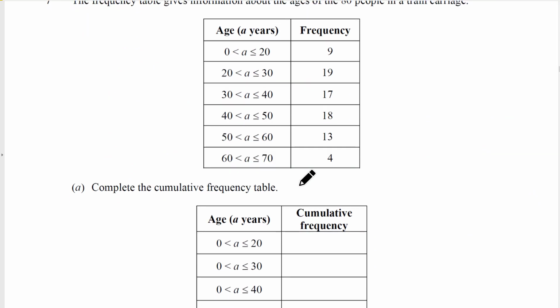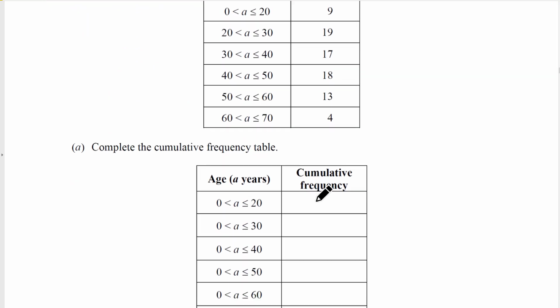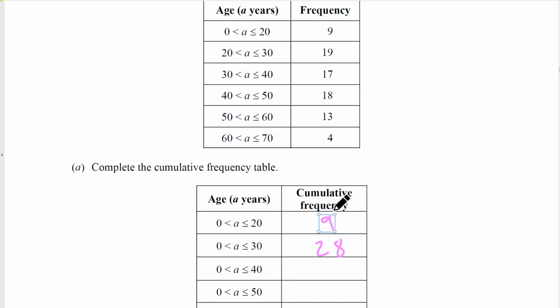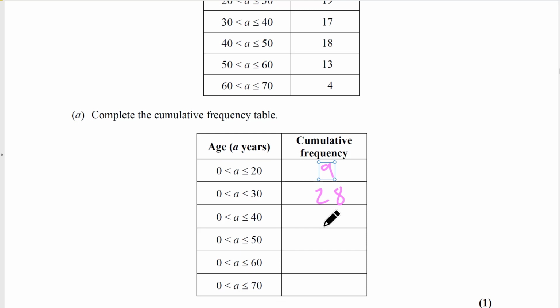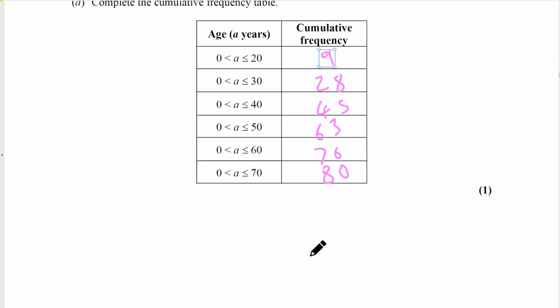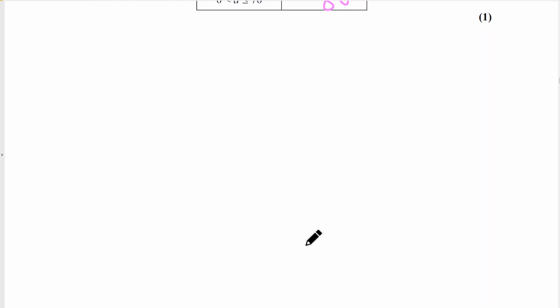Cumulative frequency, and they're getting you to fill this in, so that's easy enough. So from 0 to 20, that's 9. From 0 to 30, it's 19, add 9, it's 28. So we know it's 80 people, so the total should be 80. So up to 40, add 17 is 45. Up to 50 is add 18, so that's 63. Add 13, that's 76. And there we go, we get to 80. That is perfect. We're going to probably use this information to draw a cumulative frequency graph.